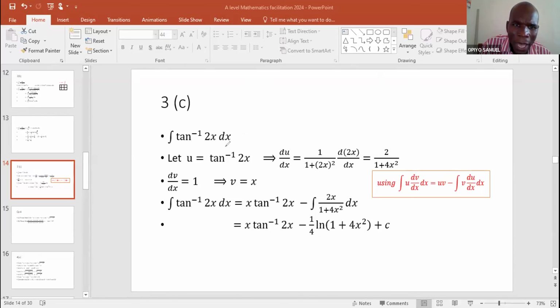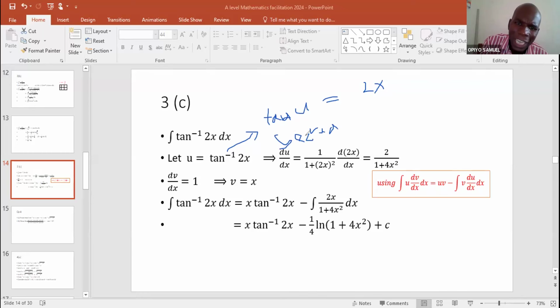We have from here, we take tan on both sides, so we shall get tan u equals 2x. Are we seeing it? Then differentiate this side, we are going to get sec squared u du equals 2 dx. You get it?